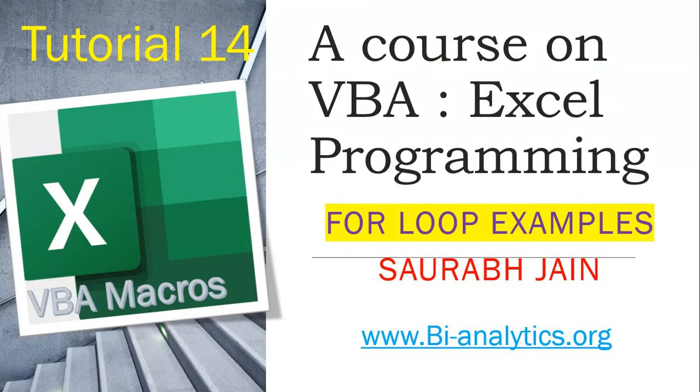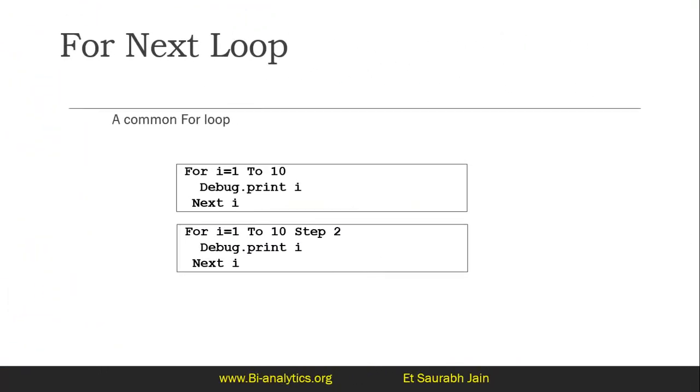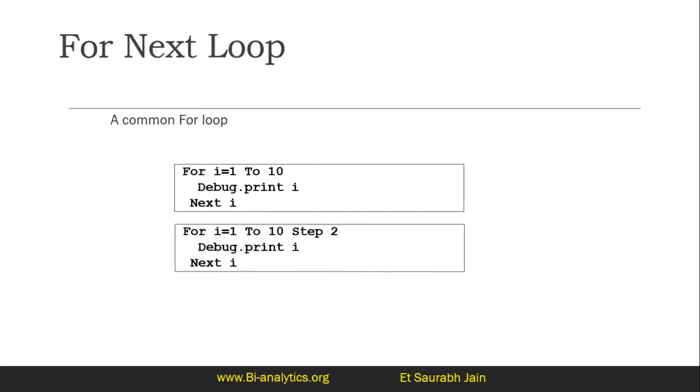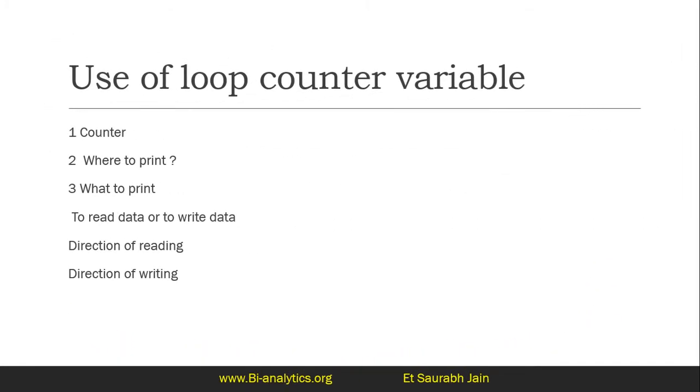But yes, just a recap. We talked about for next loop. For I is equal to 1 to 10, and there will be some message box, input box, or some calculation, and then next I. So I equals 1 to 10 means it will start from 1, and every time we say next I, the value will change from 1 to 2, 3, 4. By default the increment is 1, but if you want to increment by 2, we use step 2, which means 1, 3, 5, 7, 9, like this.